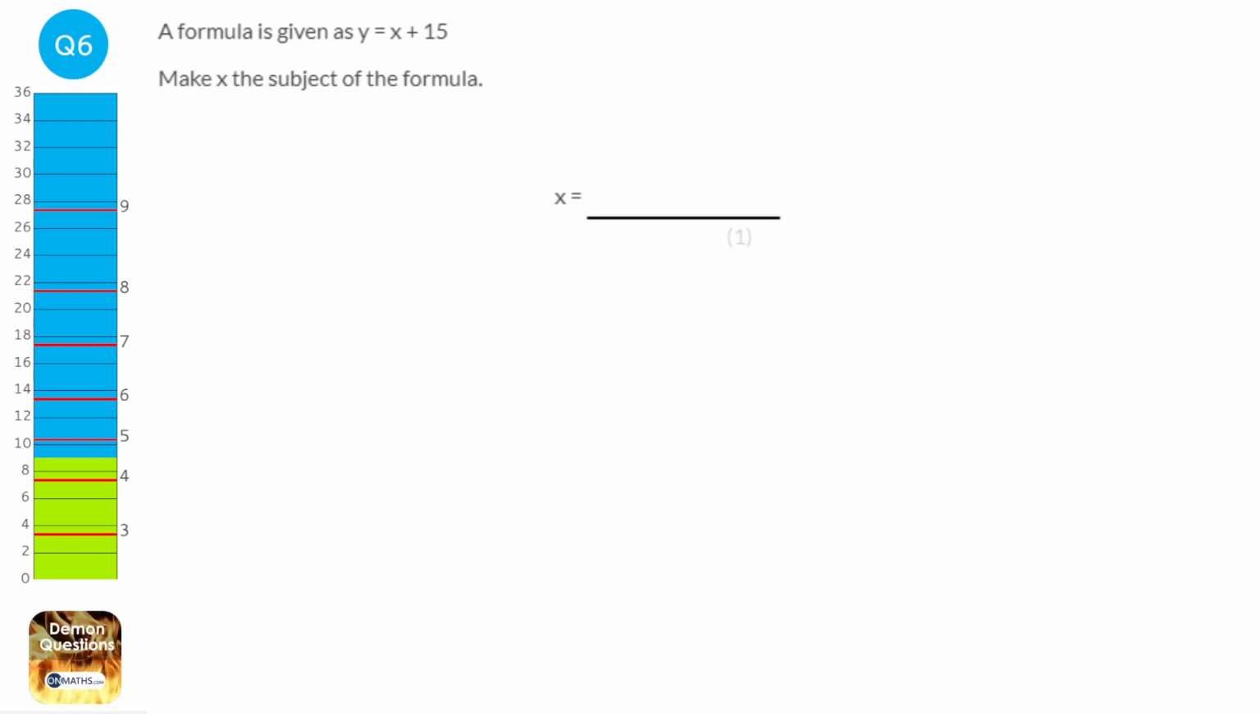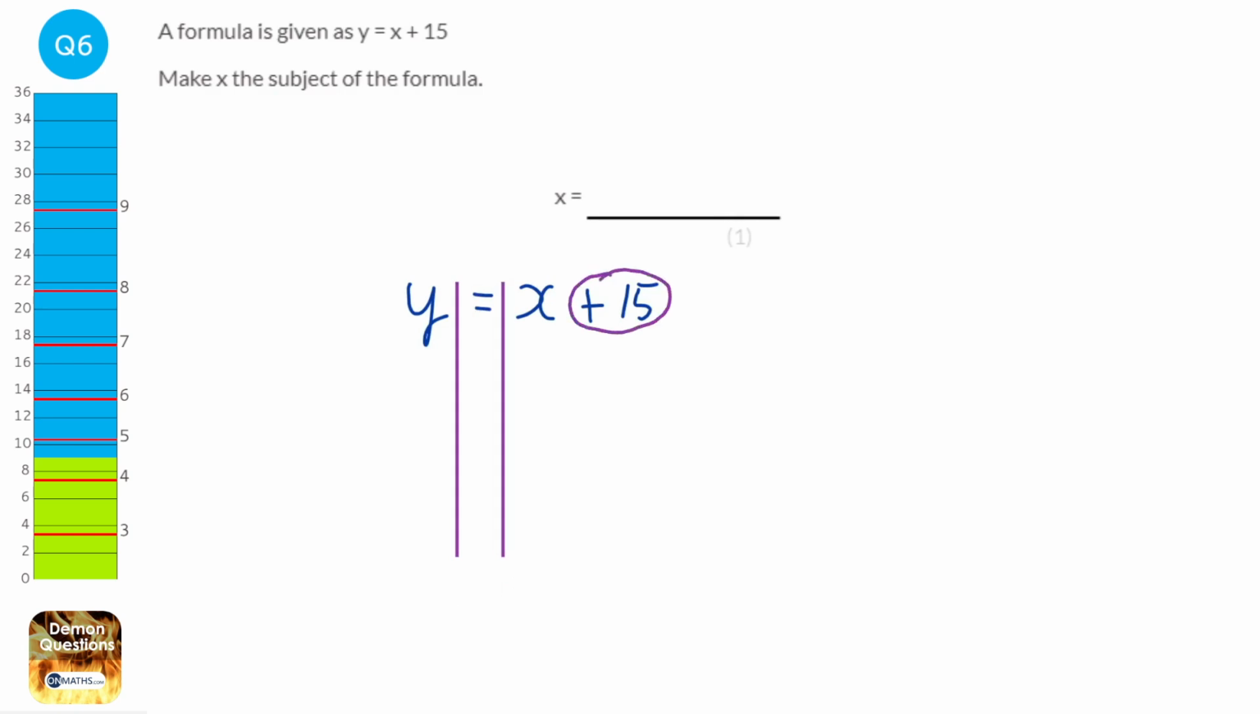So I'm going to write the question out. So y equals x plus 15. And we're told that we want to make x the subject of the formula. Now what that means is we want x on its own. What's stopping x from being on its own? This plus 15. So to get rid of it, we do the inverse, the opposite of plus 15, to both sides. Take away 15.